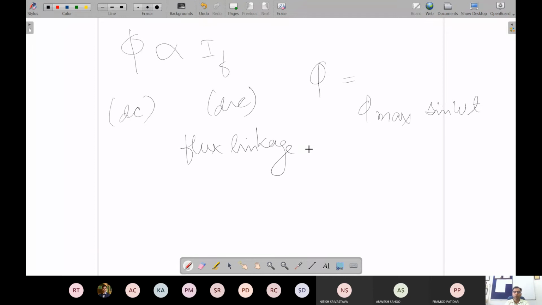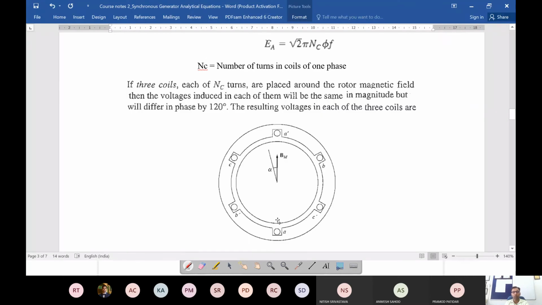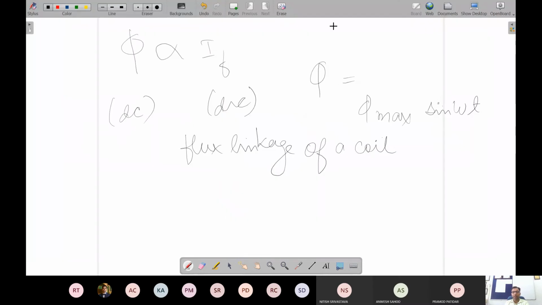Flux linkage of a coil. Now if I look at it from the point of view of a given coil, suppose I look at it from the point of view of this coil AA dash. What AA dash will see is that the flux is steady, it is not varying. But with respect to AA dash, this is how the flux will appear to the coil: it is sort of varying sinusoidally, because the rotor pole is going round and round.